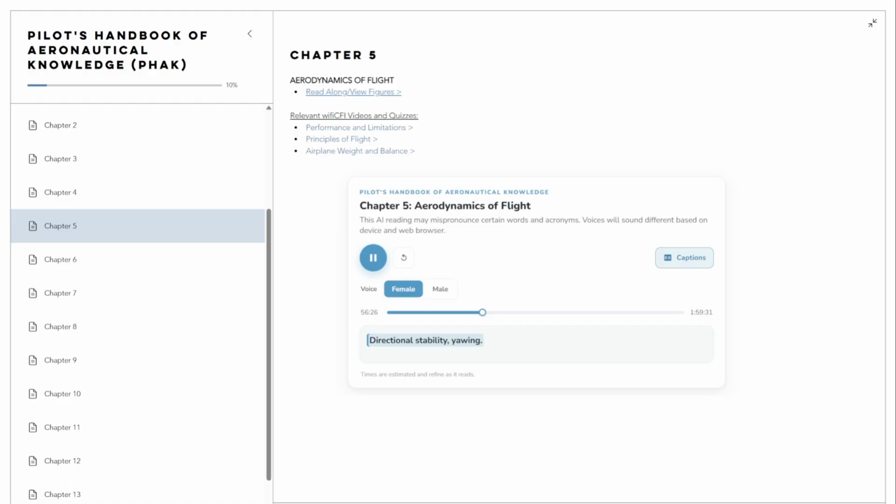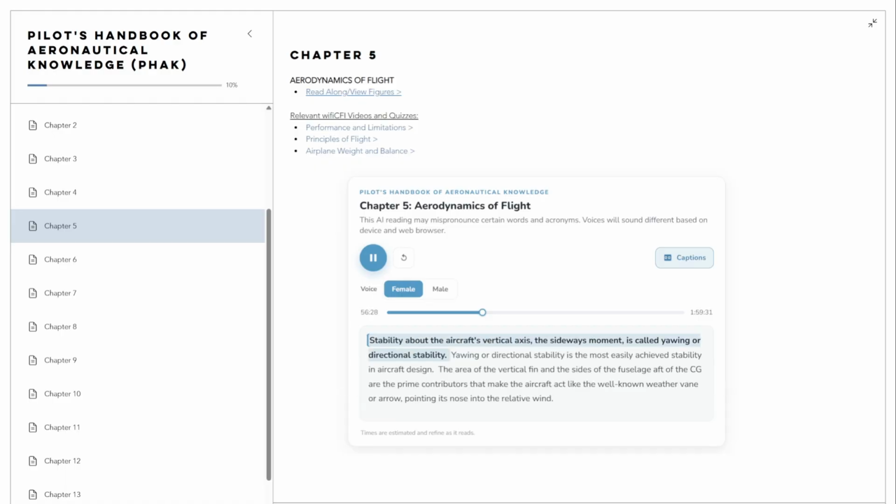Directional stability, yawing. Stability about the aircraft's vertical axis, the sideways moment, is called yawing or directional stability. Yawing or directional stability is the most easily achieved stability in aircraft design. The area of the vertical fin and the sides of the fuselage aft of the CG are the prime contributors that make the aircraft act like the well-known weather vane or arrow, pointing its nose into the relative wind.